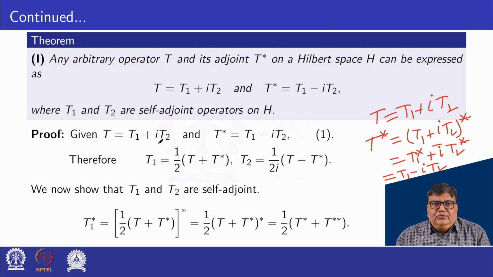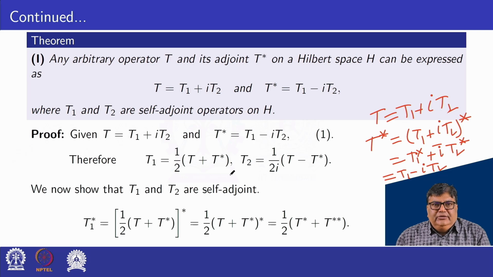Since T is equal to T1 plus i T2 and T star is equal to T1 minus i T2, adding these two we have T1 is equal to (T plus T star) by 2, and subtracting, we have T2 is equal to 1 upon 2i into (T minus T star). So let us prove T1 and T2 are self-adjoint.